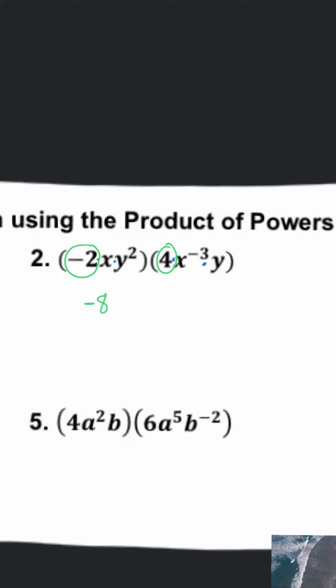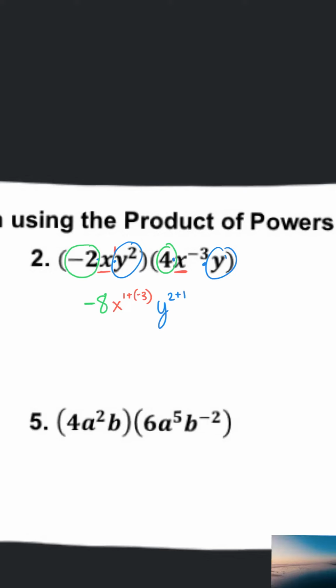Now let's look at the next base that we have, which is x. So I have x to the first here, and I have x to the -3. So I'll have x to the first plus -3. Now let's look at our y's. Let me grab a different color. And I have y squared and y to the first. So I get y squared plus 1.